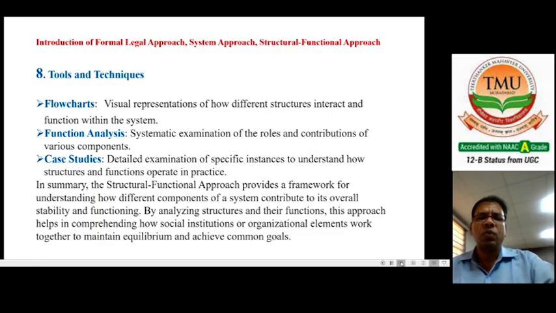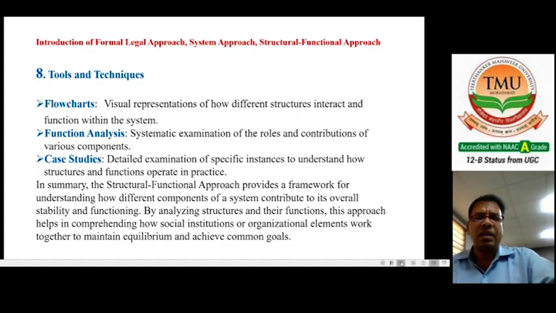Now come to the tools and techniques of the structural functional approach. When we're talking about tools and techniques, the first tool is flow charts: visual representations of how different structures interact and function within the system. This is a very important part of flow charts. Next is functional analysis: systematic examination of the roles and contributions of various components. This is called functional analysis.